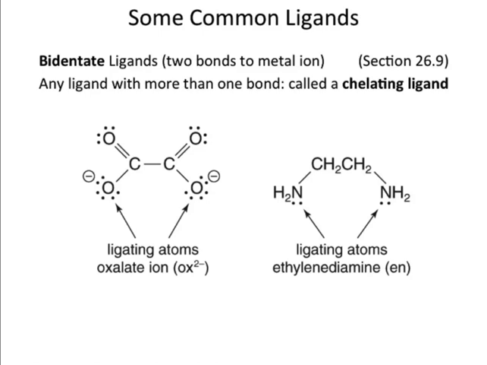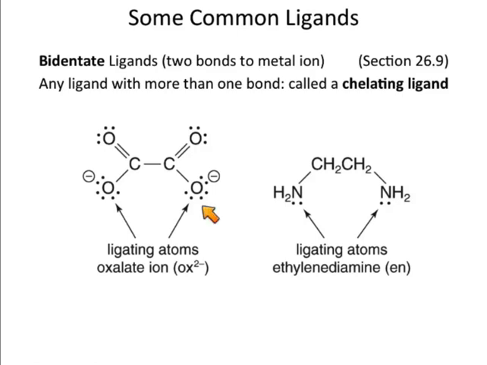Chelating means claw, so it claws around the metal ion and wraps it up in a number of different spots. They're also broadly called polydentate ligands, right? So polydentate ligands are chelating ligands. When it only goes in 2 spots, that's bidentate. So oxalate and ethylene diamine are very common examples of bidentate ligands.